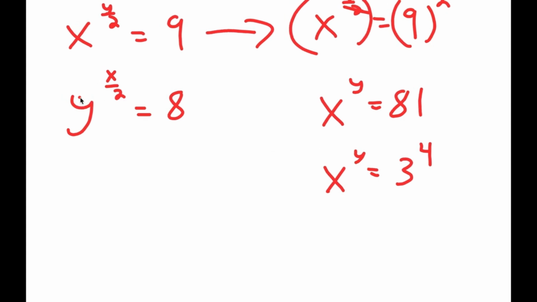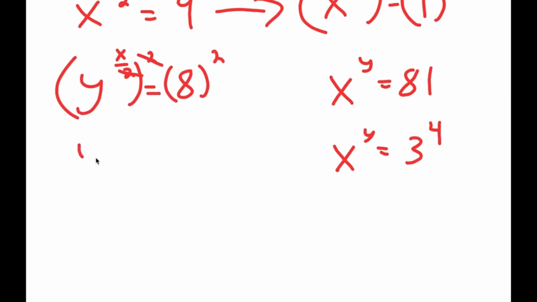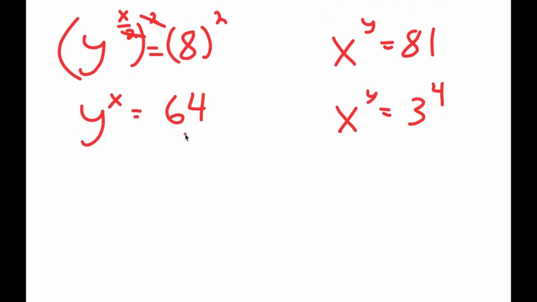Now I'm going to do the same thing to y to the power of x over 2. I'm going to take the power of 2 on both sides, and then these two cancel out, so I get y to the power of x is equal to 64. Now 64, I can rewrite that as 4 to the power of 3. So I have x to the power of y equals 3 to the power of 4, and y to the power of x equals 4 to the power of 3.